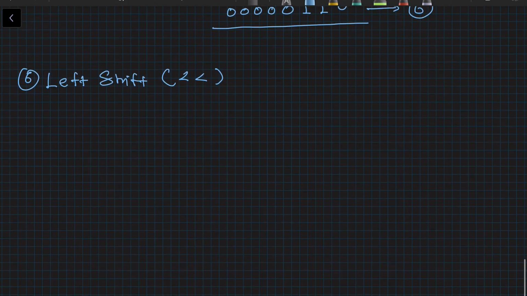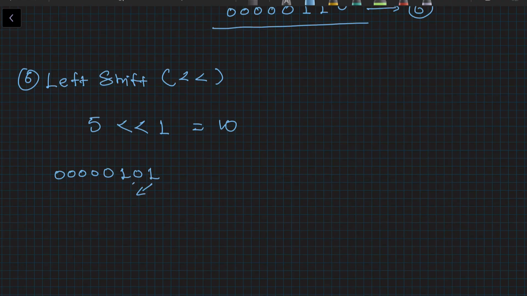Let's understand this with an example. Let's say we have to perform a left shift by one step on the value 5, so we will represent it as 5 left shift by 1. The output is 10. Now let's understand how. 5 is 0 1 0 1, and the remaining bits in front of this are 0. Now we are asking this value to left shift by 1. It means every bit will shift to the left by 1.